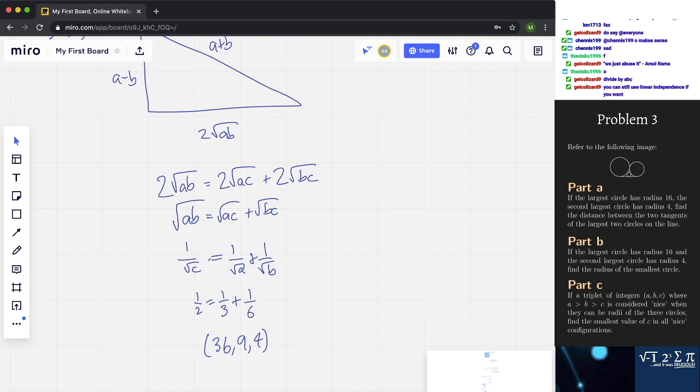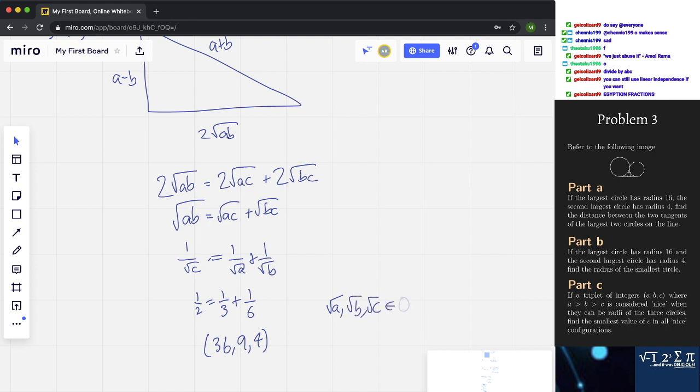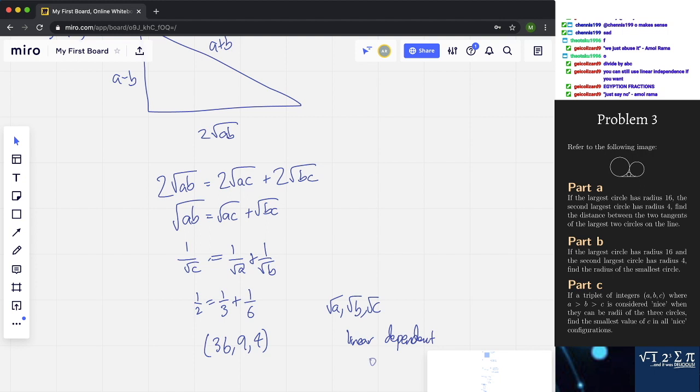So yeah, just use linear independence. Just say no. Because if you use linear independence, actually, yeah, you can just use linear independence. Who cares? So since root a, root b, root c are linearly dependent over Q, they don't have to be in Q, but yeah, or rather 1 over that.